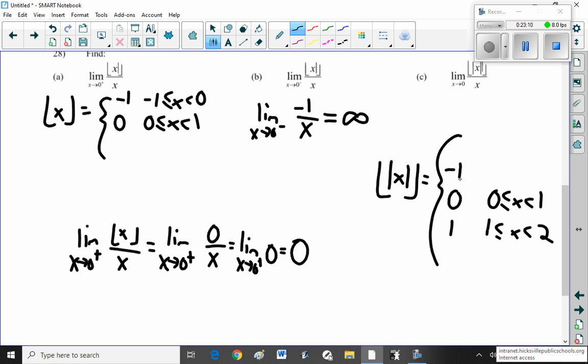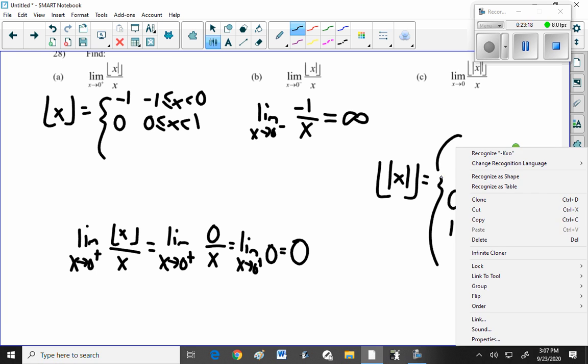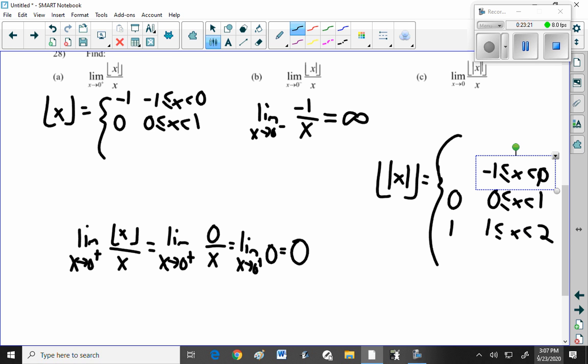If I plug in anything between 0 and negative 1, though, well, what happens? If I plug in, let's say, negative a half, it becomes positive a half, and then this goes down to 0. Similarly, if I go from negative 2 to negative 1, if I plug in negative 1.5, negative 1.5 becomes positive 1.5, and that would go down to 1. So really, this function can never output a negative number.